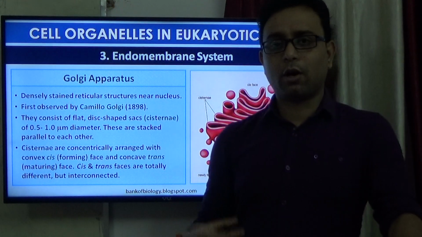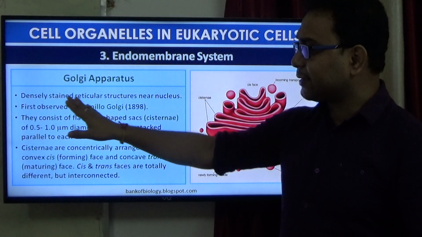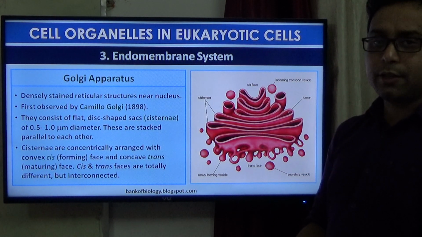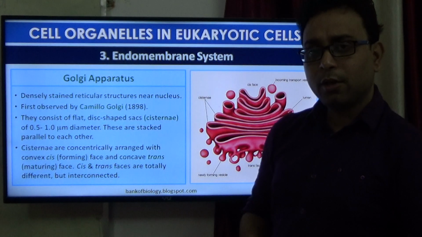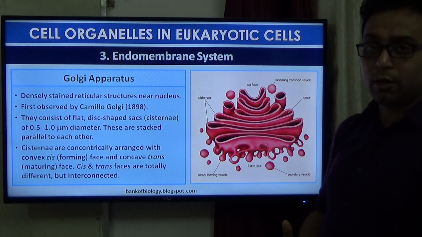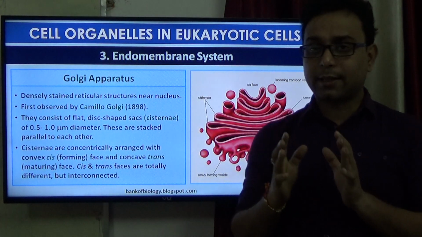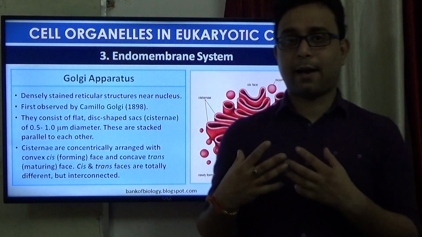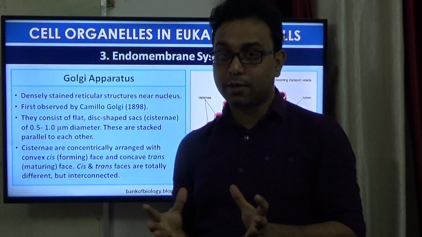Now we discuss the Golgi complex, also called the Golgi apparatus. Why? Because this is a densely extended reticular structure near the nucleus. Why near the nucleus? Because they are functionally associated with the endoplasmic reticulum, so they are generally found near the nucleus. This Golgi complex was first observed by Camillo Golgi in 1898. From that scientist's name we gave the name Golgi complex or Golgi apparatus, because this is not a single structure. It is a combination of different structural forms.